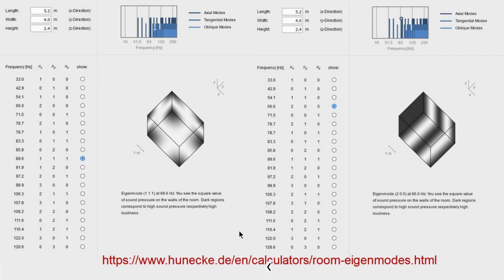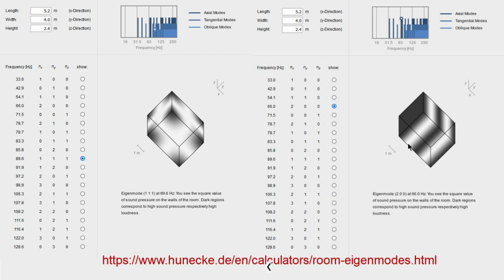Okay, here is one of them. This is a very nice calculator. I've got the URL for it right down here. This will calculate your room modes, your eigenmodes. And what I've done here is I've grabbed two of these and stuck them together so that you can see what's going on.